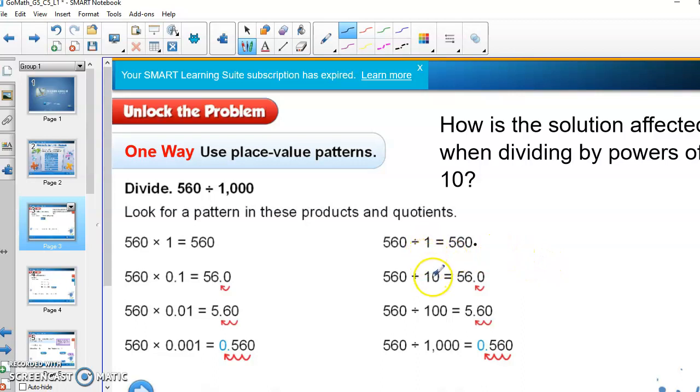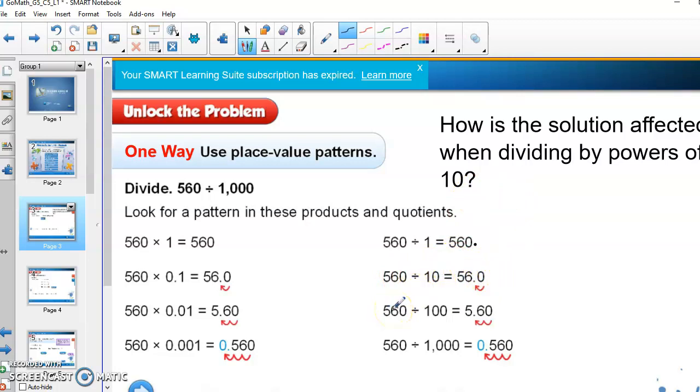The next power of 10 after 1 is the number 10. When I divide 560 by 10, look what happened to that invisible decimal. It scooted over in between the 6 and the 0. So 560 divided by 10 equals 56 and 0 tenths. So keep asking yourself, well, how is that solution affected when I divide by a power of 10? Well, I notice that it moved over to the left one time when I divided by 10.